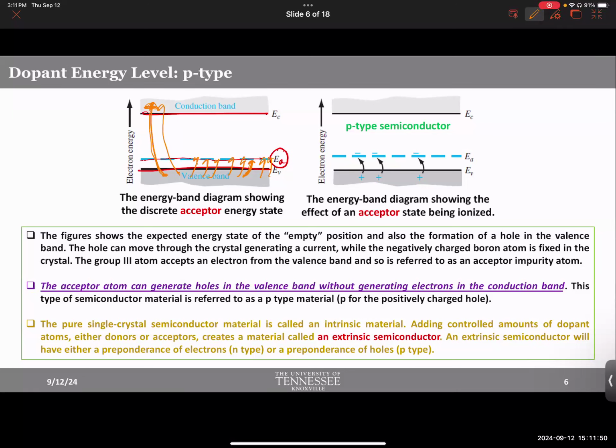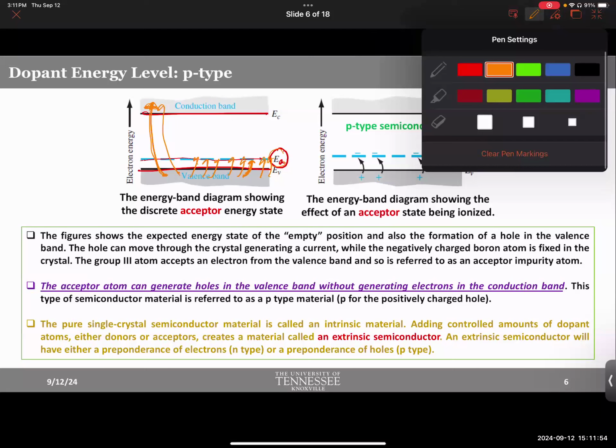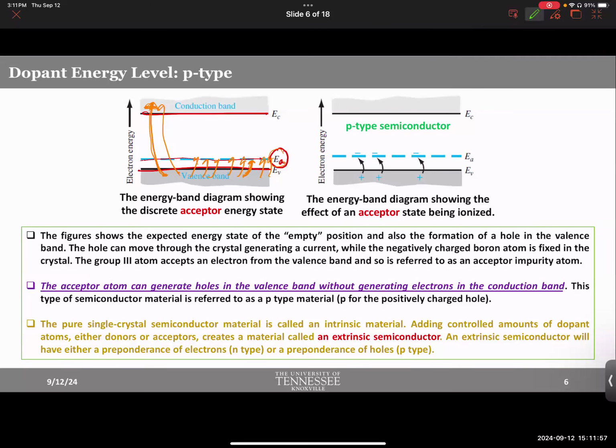So now this acceptor will give rise to, as I discussed in the last lectures, we are not going to talk in terms of electrons anymore because that's a little bit challenging. We're going to talk in terms of holes.